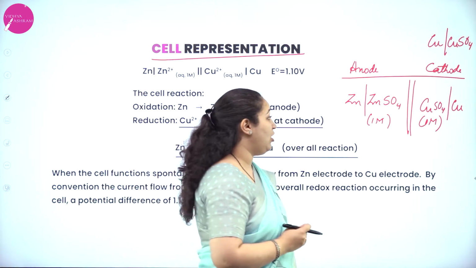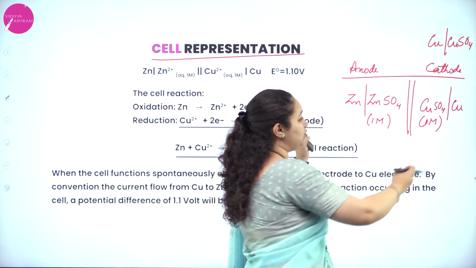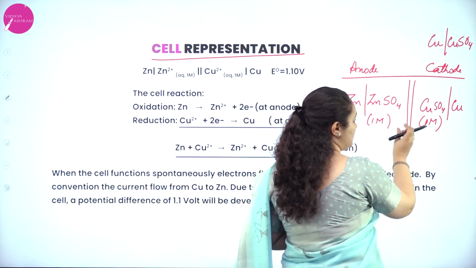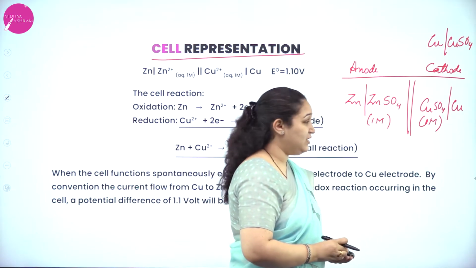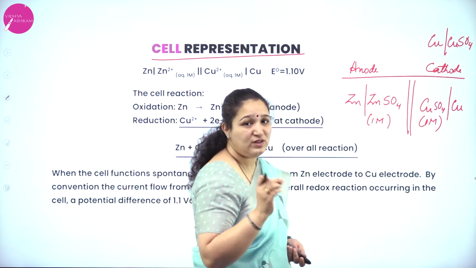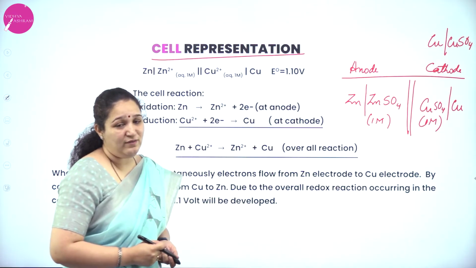Okay. So you have to be very careful. The metals should come at the terminal. Then you have to write the solution. Double line is put when there is a salt bridge. And also below this you can write the concentration of the electrolyte which you have used.